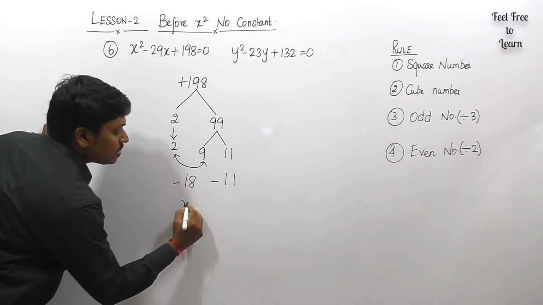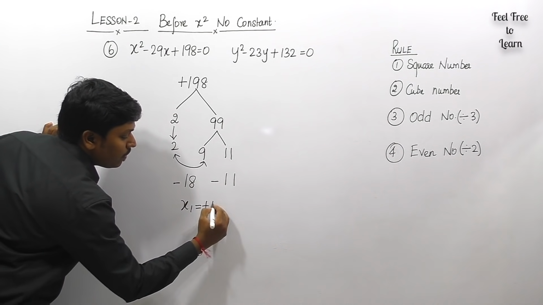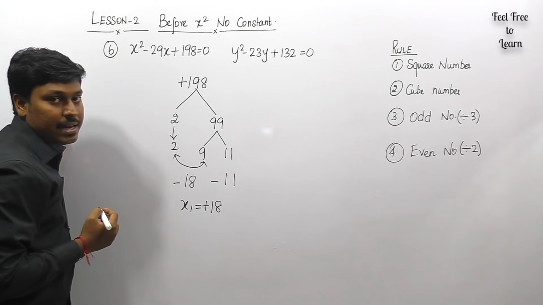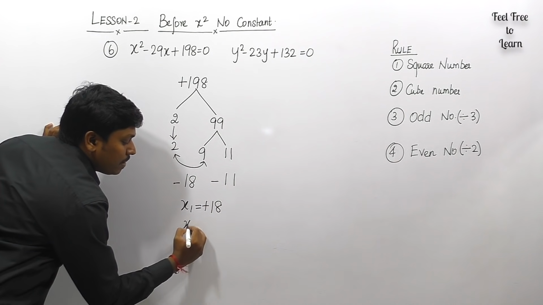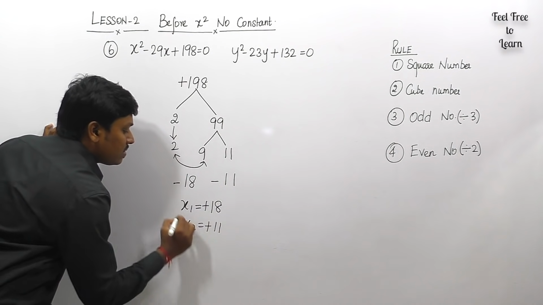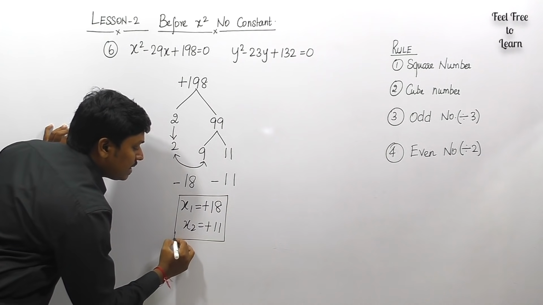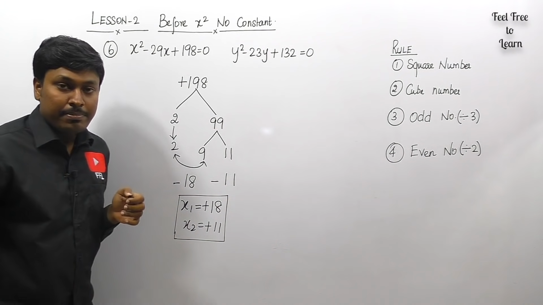So finally the factors of x1. Here it is minus 18, but while writing you need to change the sign as plus 18. And here it is minus 11, but while writing it should be plus 11. So finally we got an answer, that is x1 is equal to 18 and x2 is equal to plus 11.